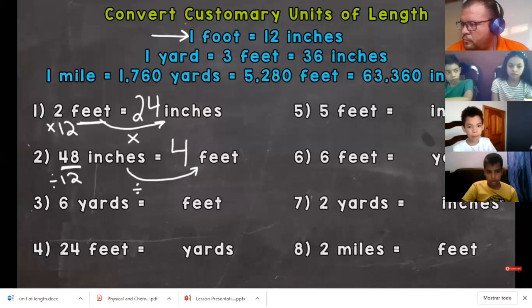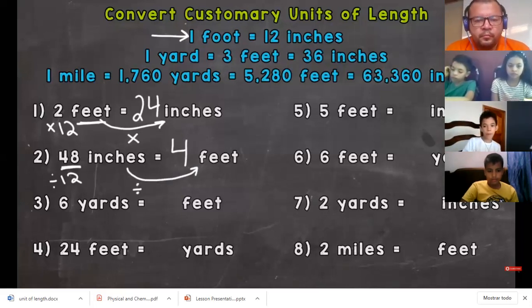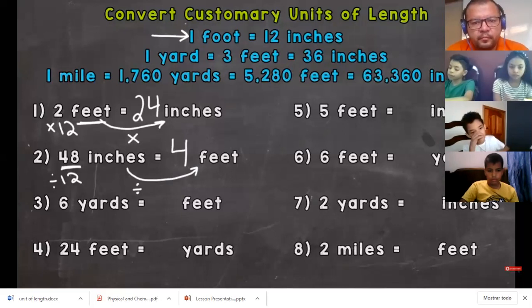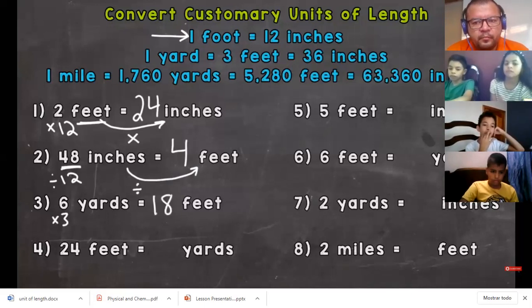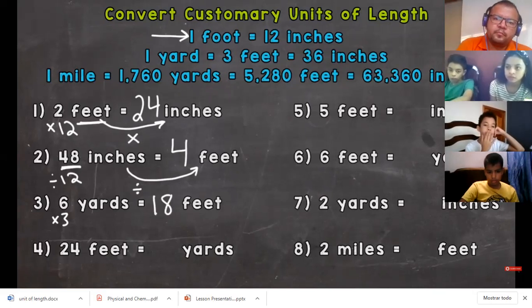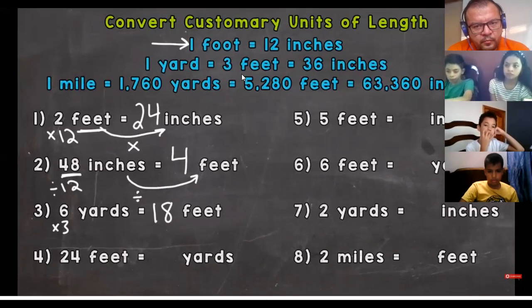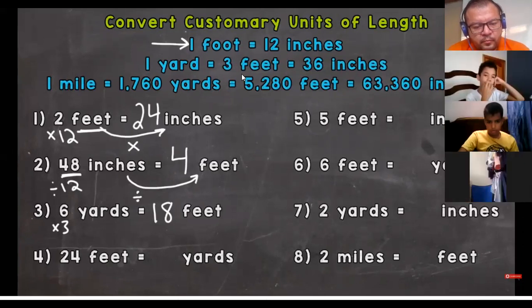So for number 3, we have 6 yards equals how many feet? Well, 1 yard equals 3 feet. So we have 6 of them. So we need to multiply this by 3. So 6 times 3 equals 18 feet. And think of a yardstick. A yardstick has 3 feet. So if we had 6 of them lined up, it's going to be 3 plus 3 plus 3 plus 3 plus 3 plus 3. I think I got 6 there, which it's just easier to do 6 times 3, and that's 18.